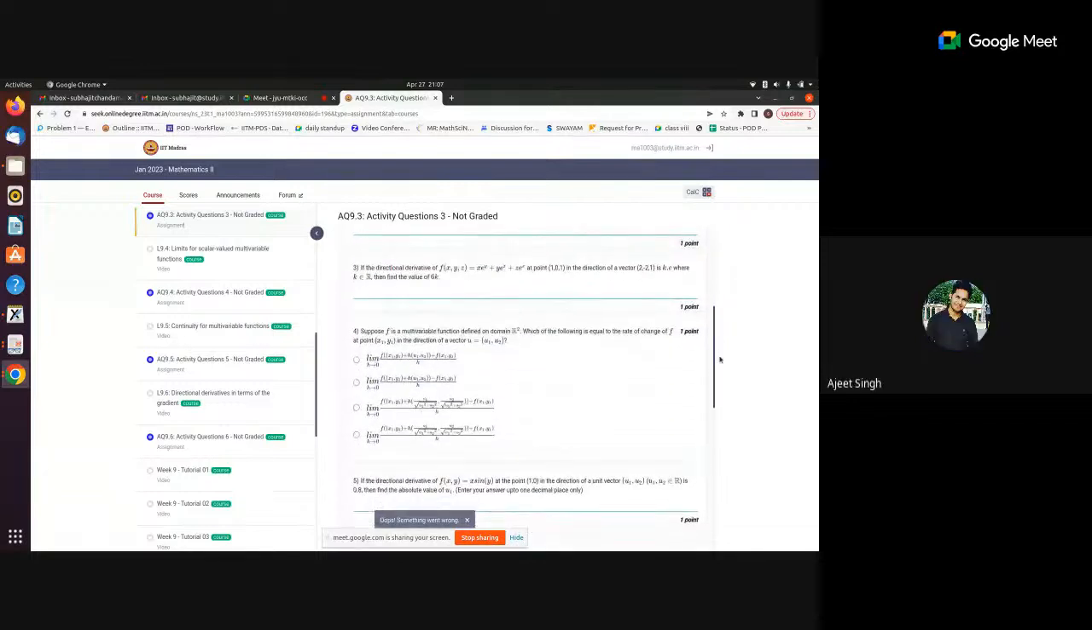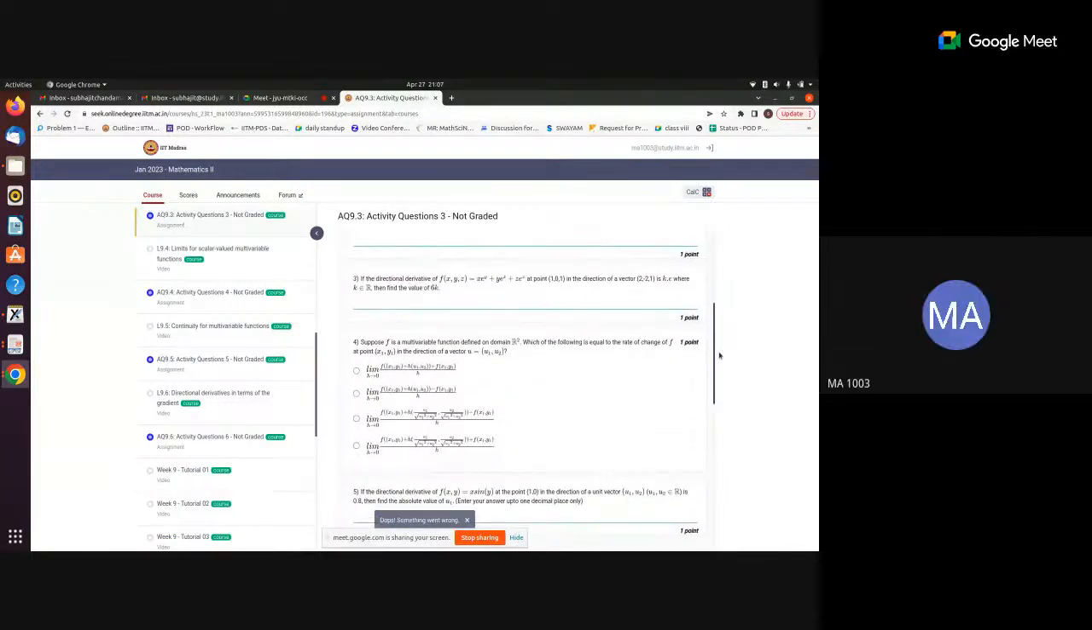So 9.3, third problem. This one. The direction vector is given. Sir, I am not able to solve it. I am making some mistake, but I am not getting the answer, though I am able to find the answers for all the others. First, transfer it to a unit vector. Yes, I already did.